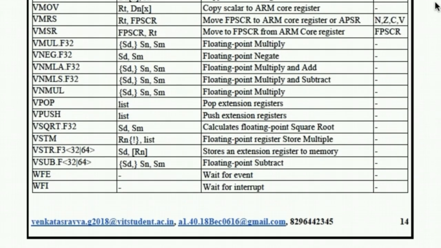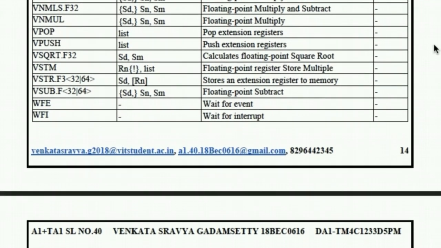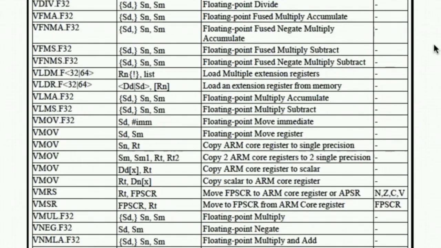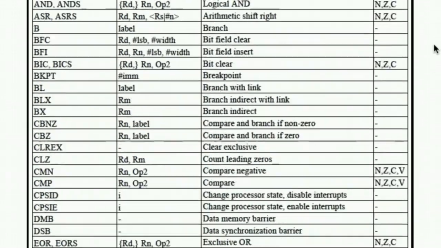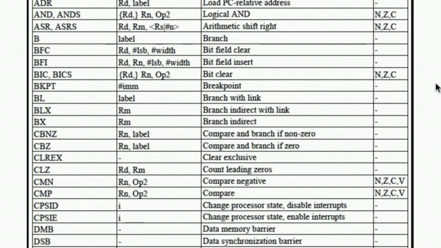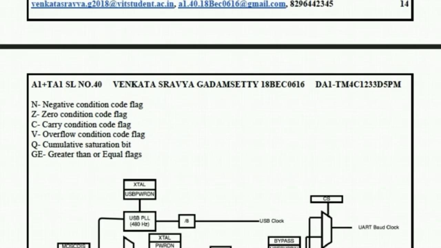Now I will explain what these letters N, Z, C, V, Q and GE mean within the instruction set. As you can see here, there are a few places where we have mentioned the flags that are involved during the instruction. First, let us take a look at what N means. N is negative condition code flag, Z is zero condition code flag, C is carry condition code flag, V is overflow condition code flag, Q is cumulative saturation bit, and GE is greater than or equal flags.